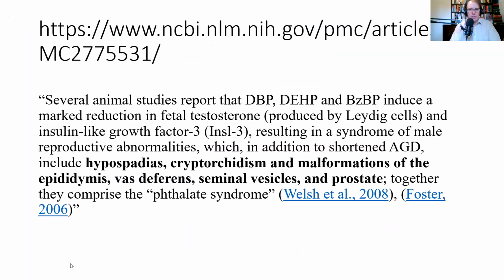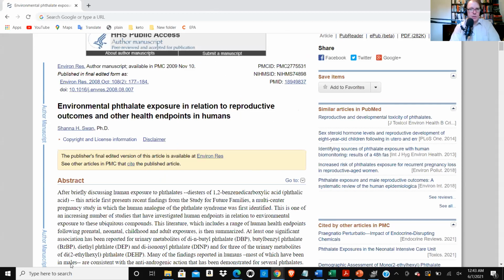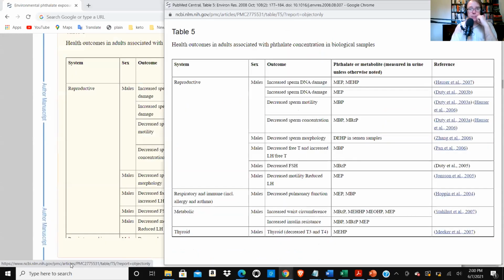I think this is the reference. Yeah, this is a good reference anyway in environmental research: Environmental phthalate exposure in relation to reproductive outcomes and other health endpoints. This is a good overview. It's very technical. There's lots and lots of studies that are talked about, and all the associations. Right? This is published in 2009. So this has been known for some time.